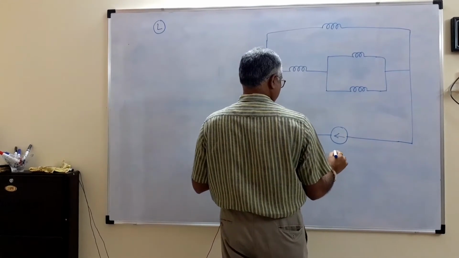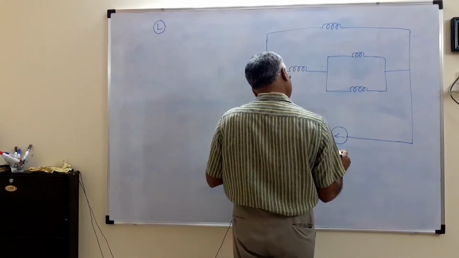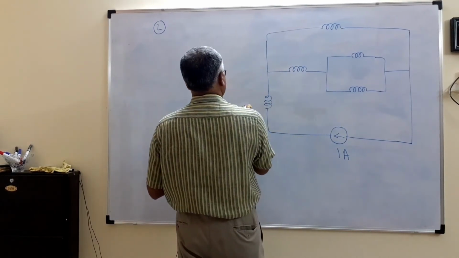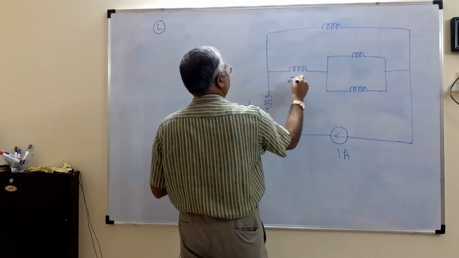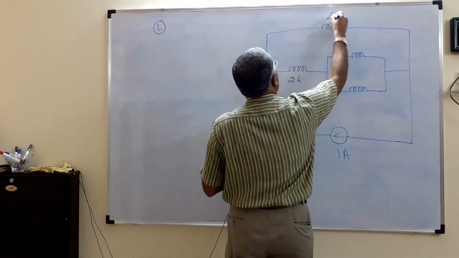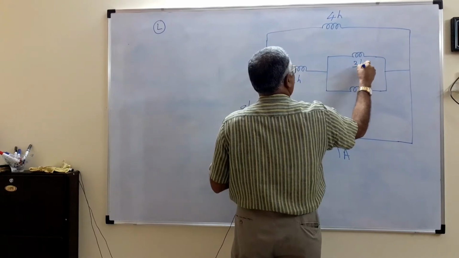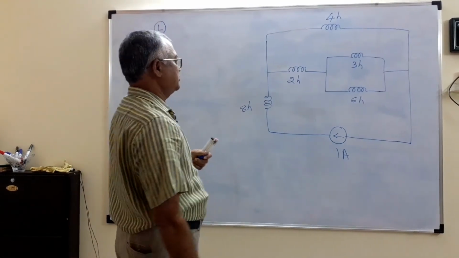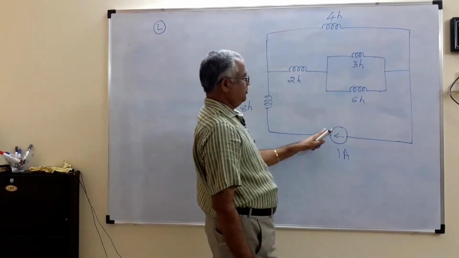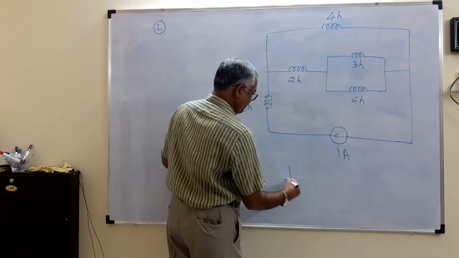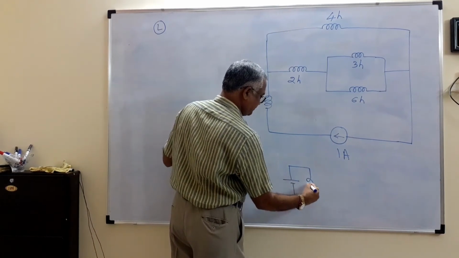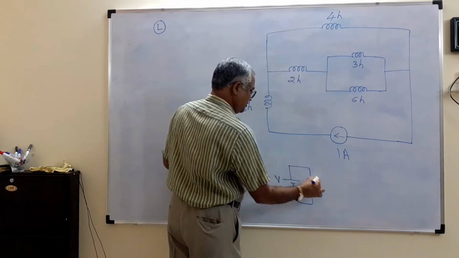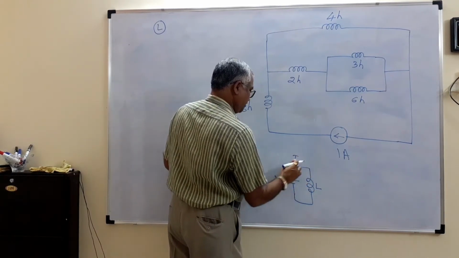Apply current source of 1 ampere. So these are the simple numericals. Why am I applying current source only? If I apply voltage source to an inductor, what will happen? What is the problem if I apply a voltage source to an inductor? The current will be increasing.